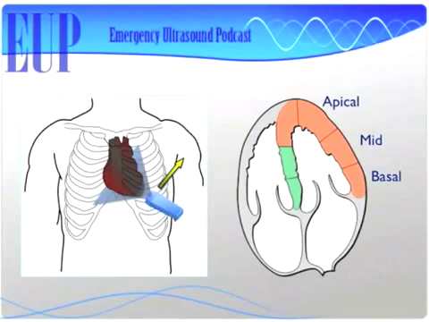The view looks at the apex, where your apex is sort of your acoustic window here, and you can break the LV into apical, mid, and basal sections if you really want to. And really the only purpose of doing that is just knowing that the LAD tends to supply the apex more than any other coronary artery.